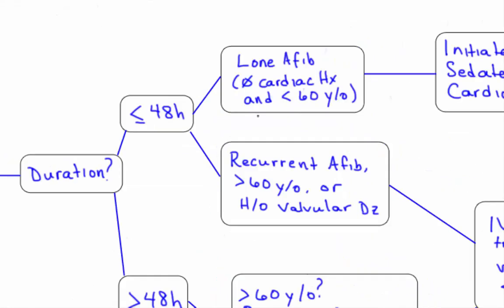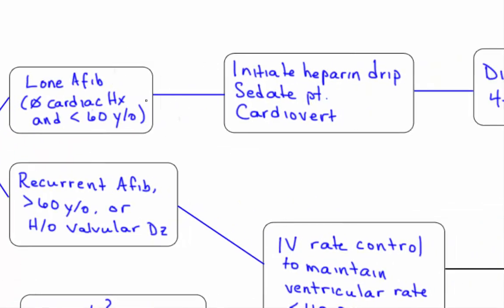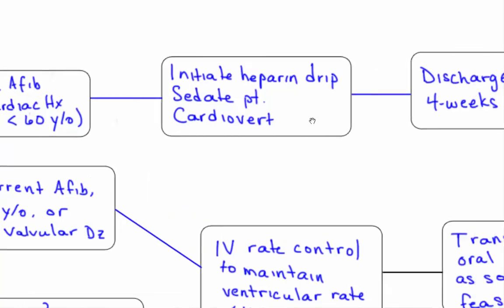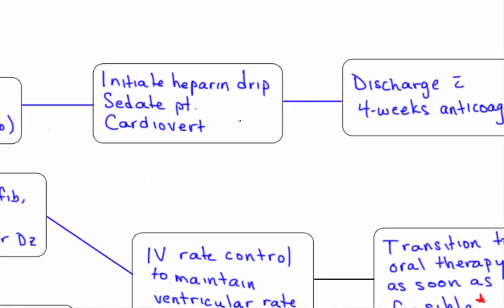So in this patient that has new onset AFib that occurred less than 48 hours ago, we need to figure out whether or not it's lone AFib. If they have lone AFib, meaning it's not triggered by any underlying cardiac disease, and if they're less than 60 years old, we can go ahead and sedate the patient and electrically cardiovert them. You'll need to make sure and initiate a heparin drip prior to cardioversion though. Then we cardiovert them, and there's a high degree of success in cardioversion, getting a patient back to normal sinus rhythm, in a patient who presents with new onset lone AFib.